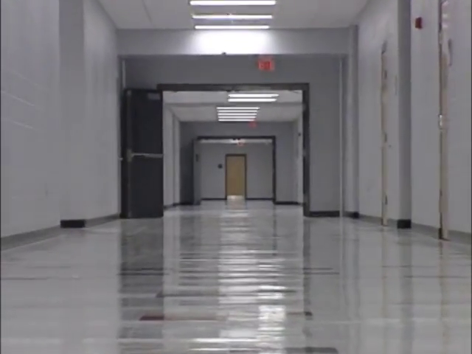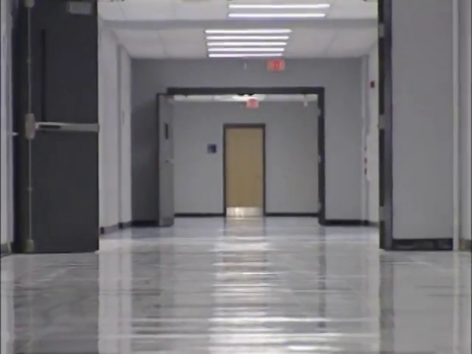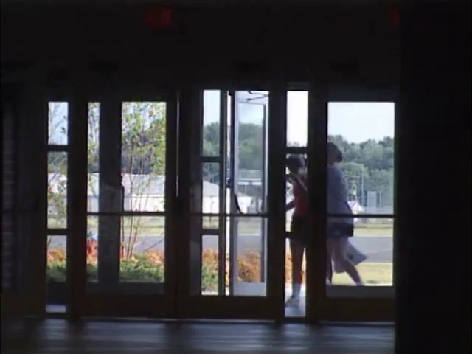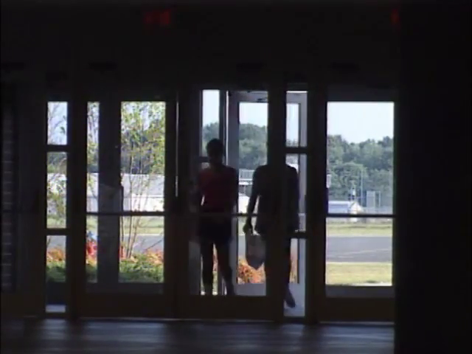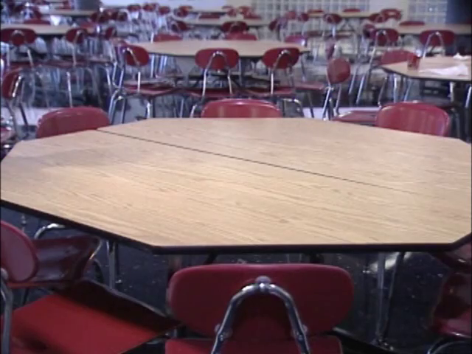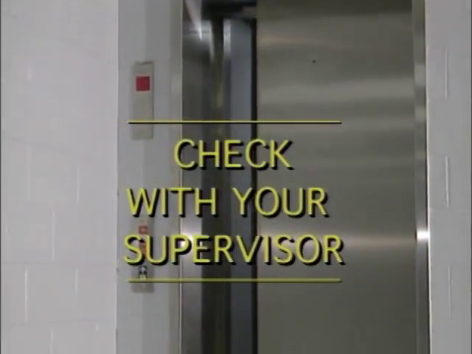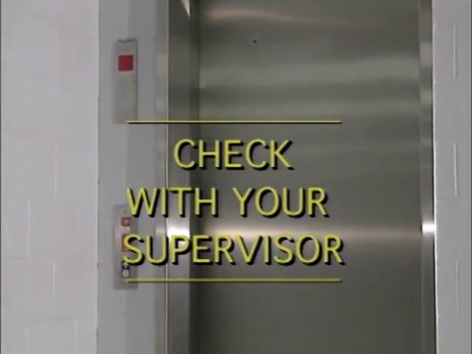Common areas are defined as those parts of the facility that everyone uses. These areas should be cleaned daily and include all entranceways to the building, hallways, lounge facilities, the cafeteria, stairwells, and elevators and escalators. Always check with your supervisor regarding specific responsibilities.